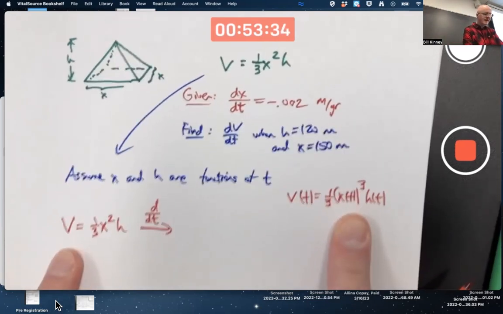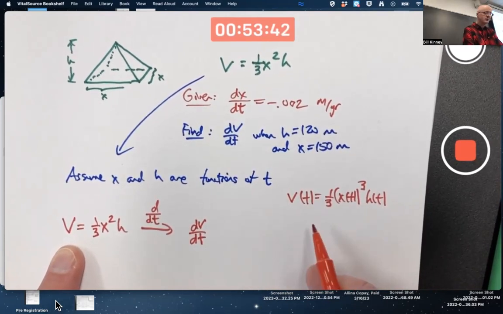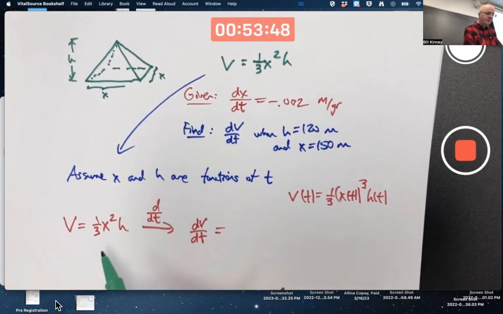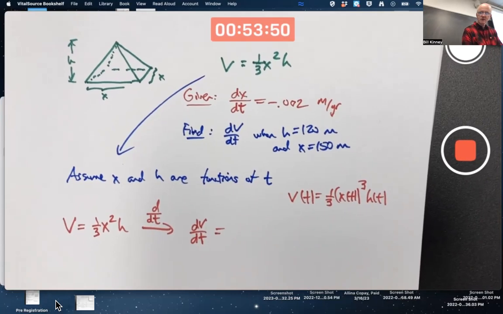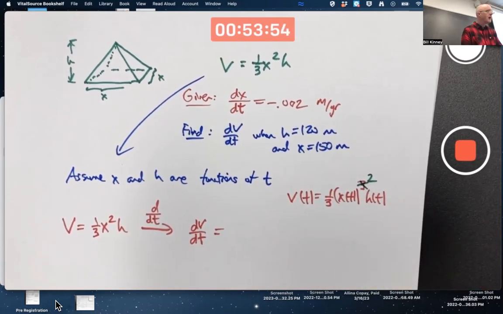What's the derivative of the left-hand side with respect to t? It's not 0, because v depends on t. It's dv/dt, or v prime of t if you used function notation. What about the right side? I need the product rule. Oops, there's a mistake, isn't there? This should be a 2. I need the product rule.